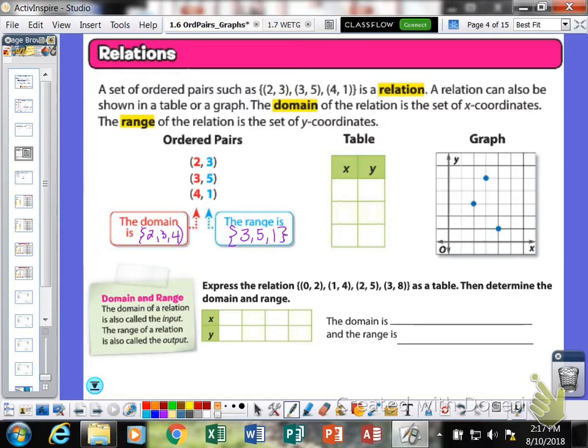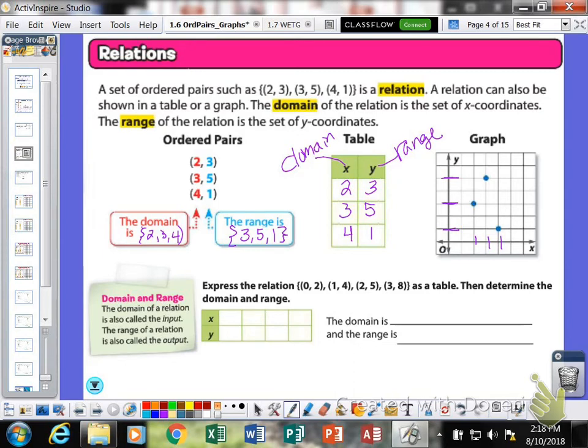Table. So same way, they could be set as a table: 2, 3, 3, 5, 4, 1. Again, this is your domain. This is your range. This is the numbers in. And then the same thing with the table or the graph. So even if they're in a graph, they're still domain and range. So all the x values. So I look at all the x values. So here's an x value because that's where the point is. Here's an x value. Here's an x value. 2, 3, 4. Now look at the y values. 1, 3, 5. So notice how you can do that using a graph.